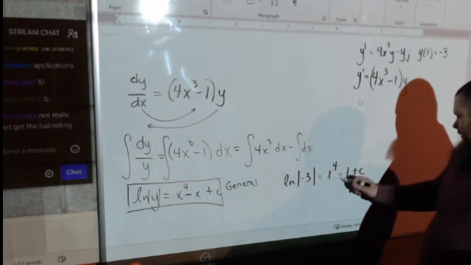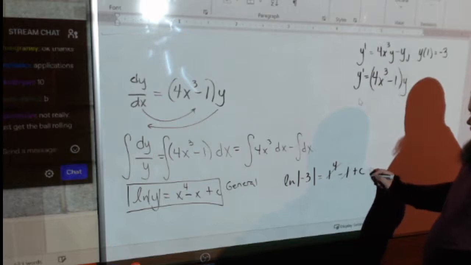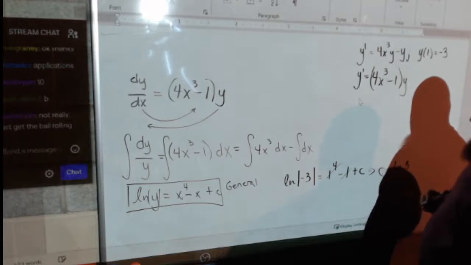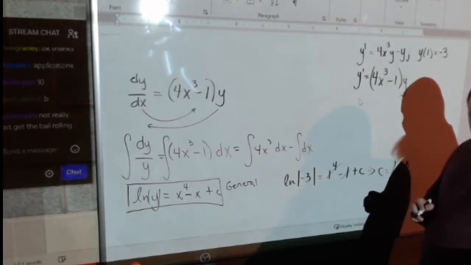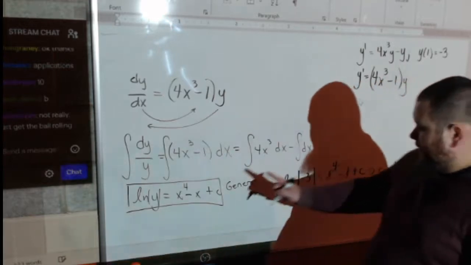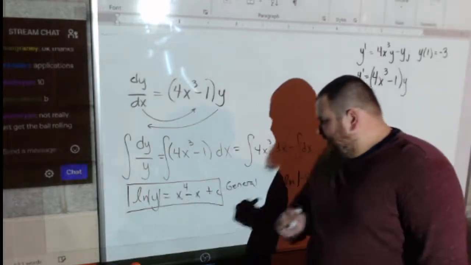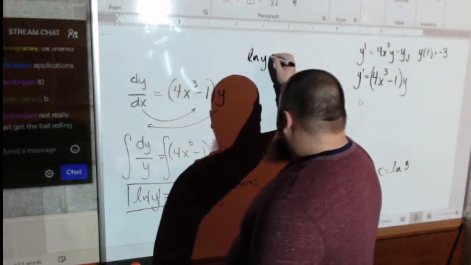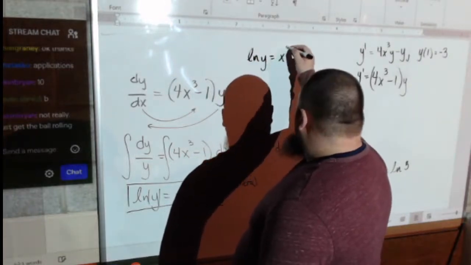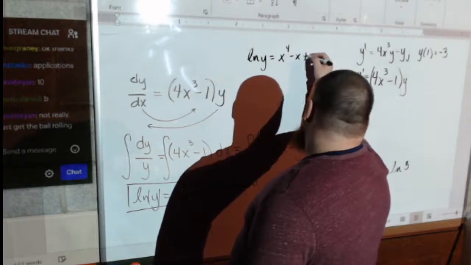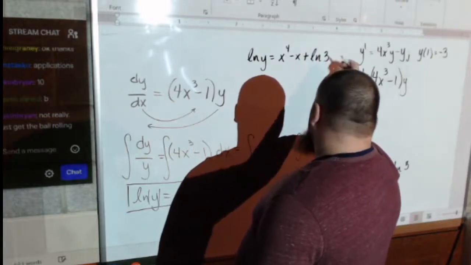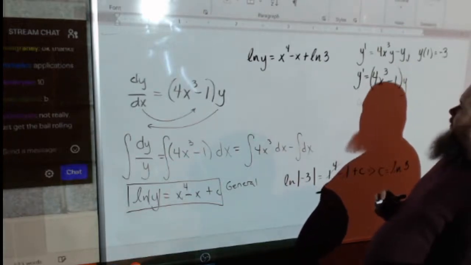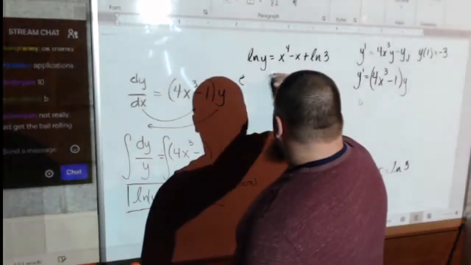So it looks like we just get c equals natural log 3. So if we plug that back in and solve this now for y, we'd have natural log of y is equal to that guy there. And then we have to raise both sides e.